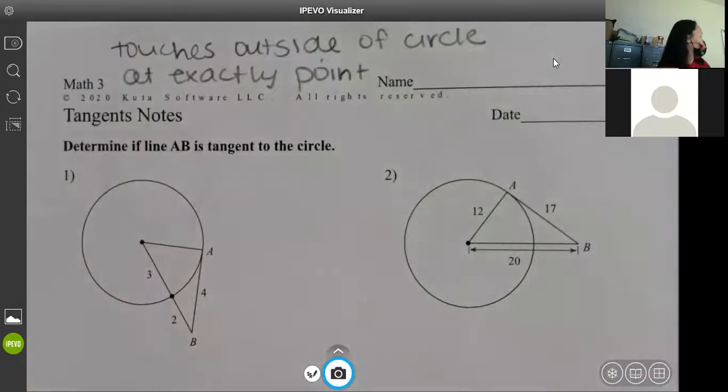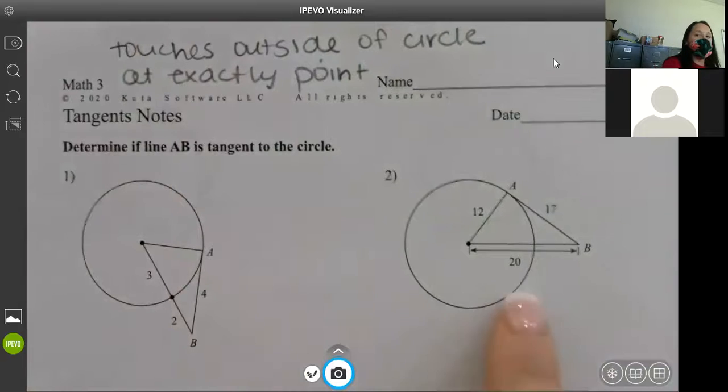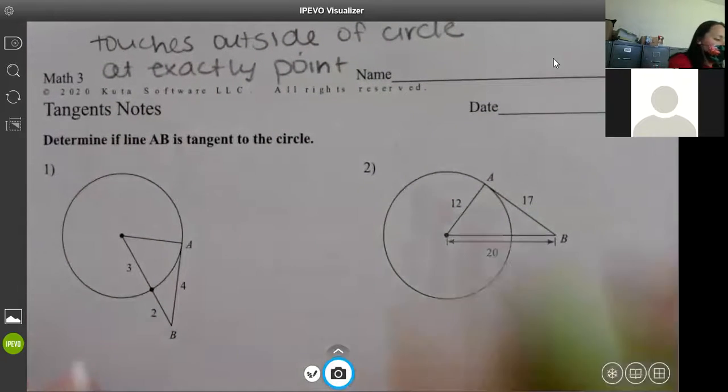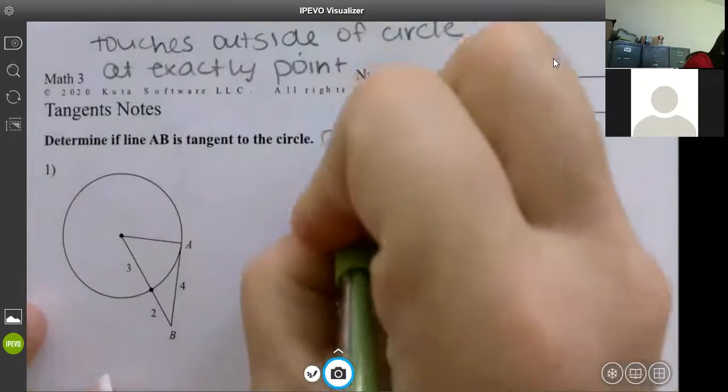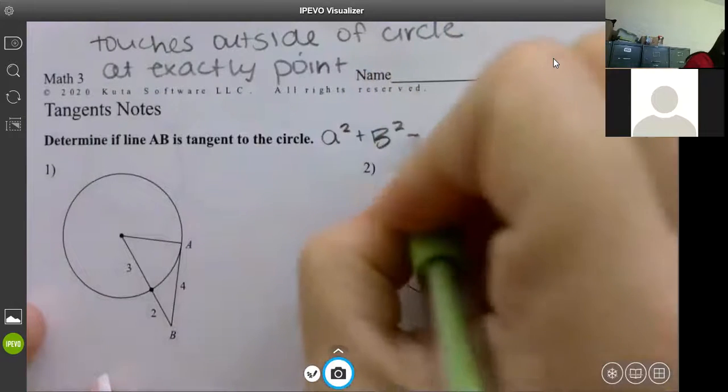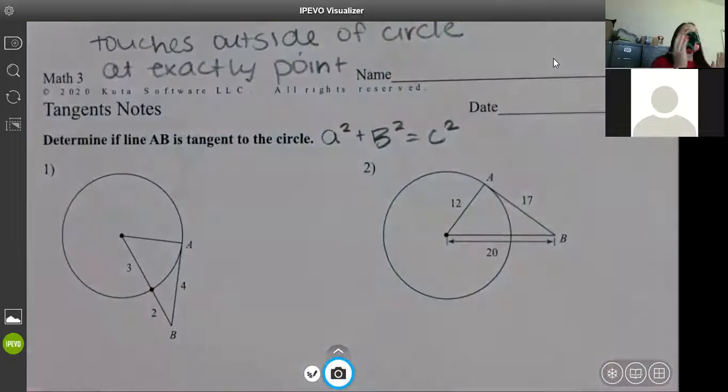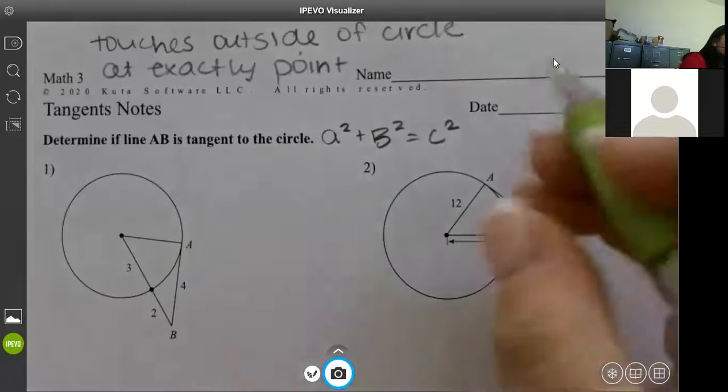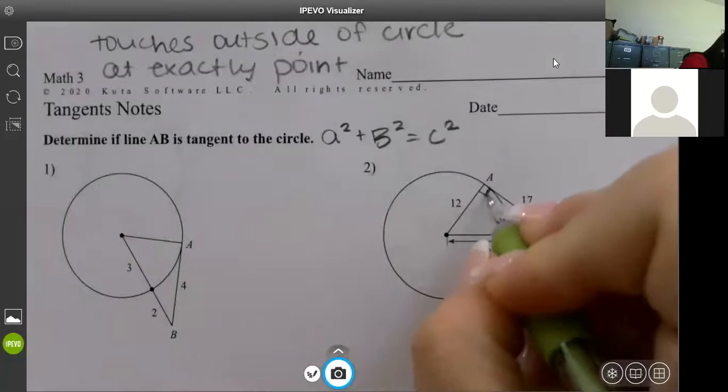All right, so we are going to work with triangles, and they are going to be right triangles, but we're not talking about sine, cosine, tangent. We're not doing that. So determine if they're tangent to the circle. What you're going to do, and I'm going to start with number 2 because it's already all mapped out for you, is you're going to test Pythagorean theorem. So a squared plus b squared equals c squared. If the left and the right match, then you know it is tangent to the circle. If they don't, it is not. So remember, your right angle is going to fall on the outside of your circle.